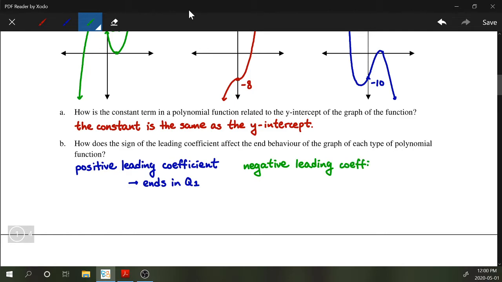Okay, and then the other additional piece of information is if the degree of the polynomial is even, then the graph, in terms of its end behavior, is going to move horizontally across. And if it is odd degree, then the graph will move diagonally across the plane. And we'll have more examples of that on the next page.